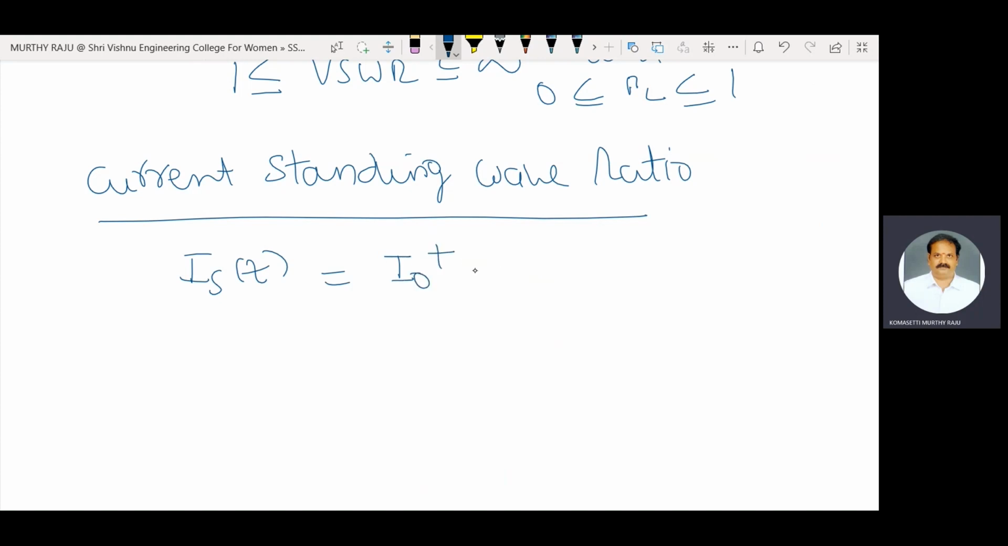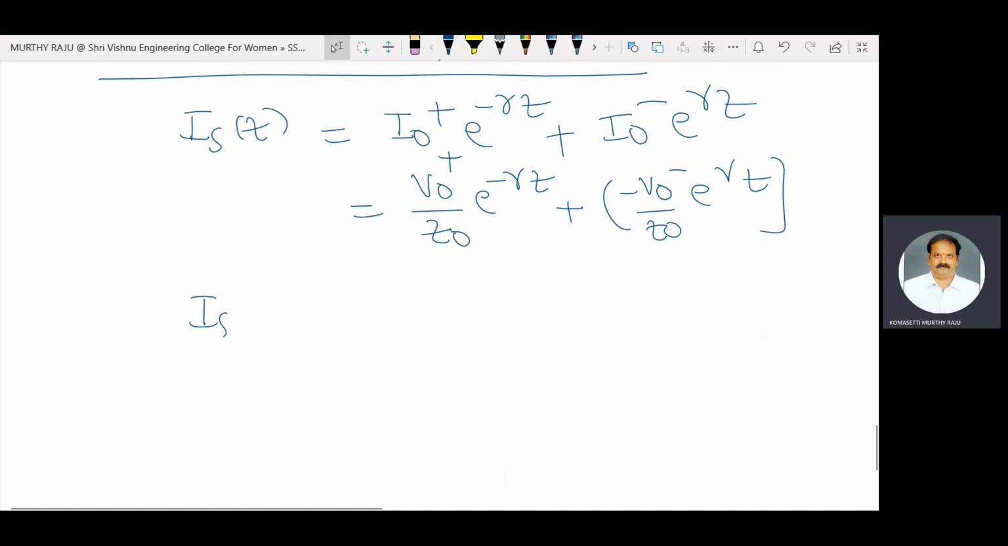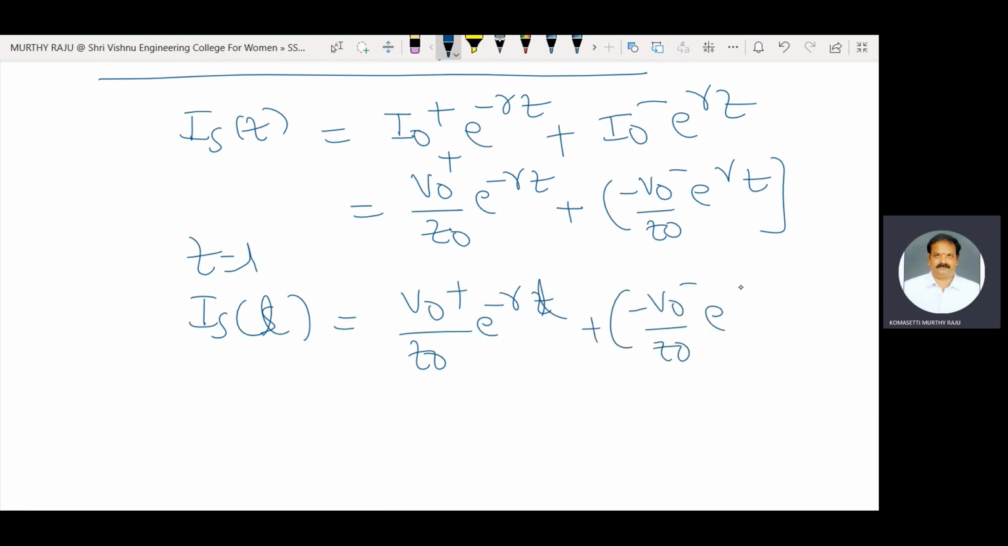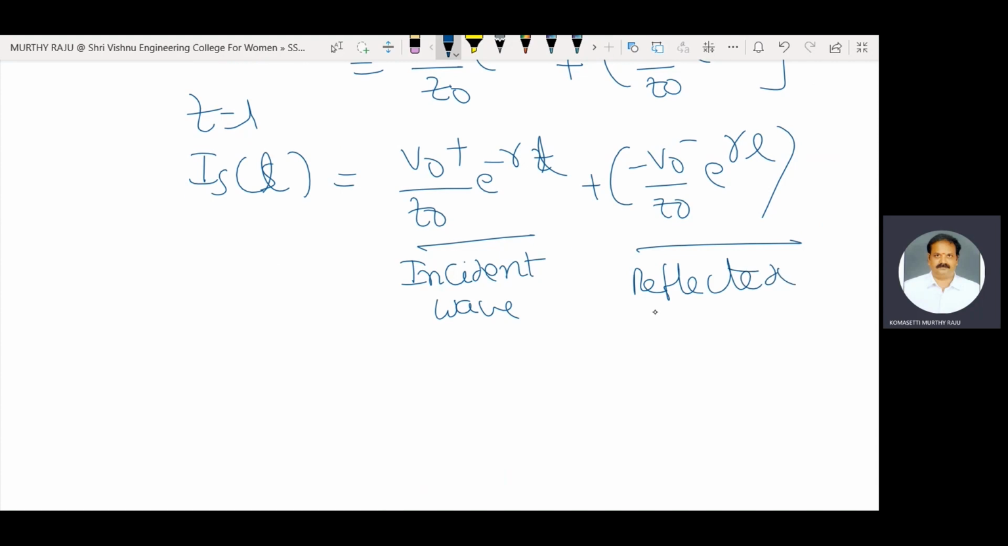I0 plus e power minus gamma Z plus I0 minus e power gamma Z. I0 plus is V0 plus by Z0 e power minus gamma Z. I0 minus is minus V0 minus by Z0 e power gamma Z. At Z equal to L, IS of L is equal to V0 plus by Z0 e power minus gamma L plus minus V0 minus by Z0 e power gamma L. This one is the incident wave, this one is the reflected wave. This one is I plus, this one is I minus.